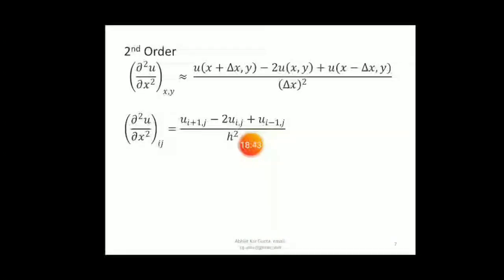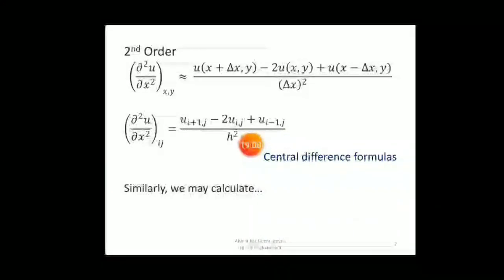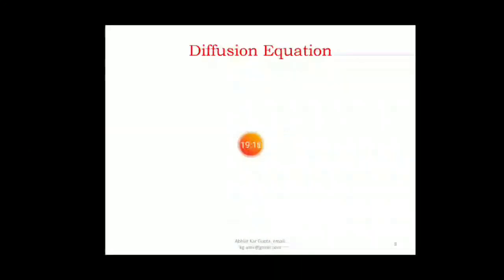So in the symbols of ij, you write u(i+1,j) minus 2u(i,j) plus u(i-1,j) divided by h squared. So this is the formula of the second order partial differential. Of course, this is central difference, and the order of the error will be the same, h squared. Similarly, you can calculate del 2u del y square, del 2u del x del y, and so on.